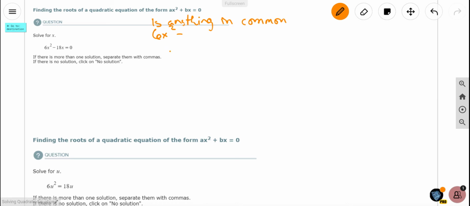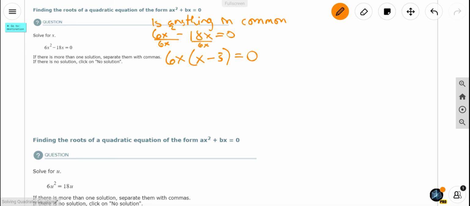Is anything in common? What is in common? And you can see that 6x is in common. So we have 6x squared minus 18x equals 0. 6x is in common. We're going to kick it out and write parentheses equals 0. And we're going to get x minus 3, right? Divide both of these by 6x. If you need me to show work, there it is.